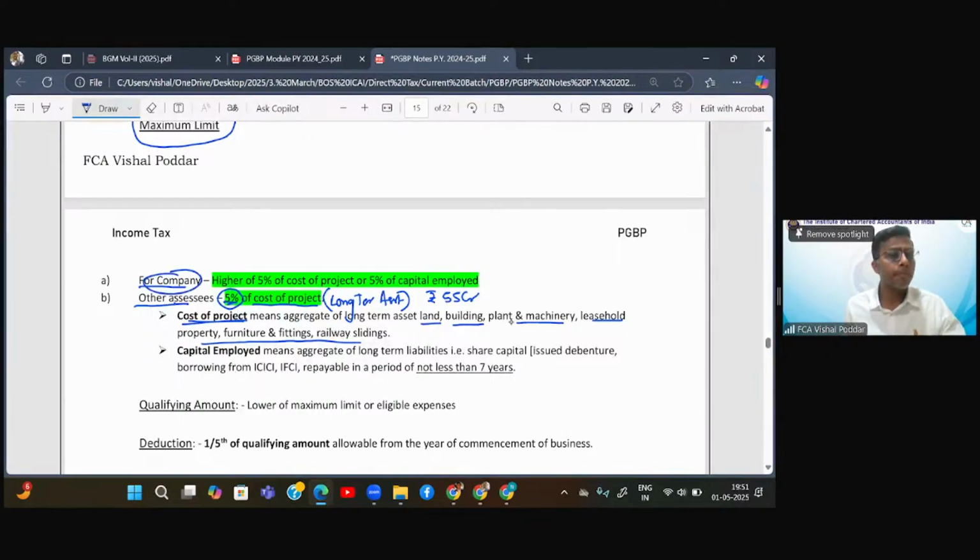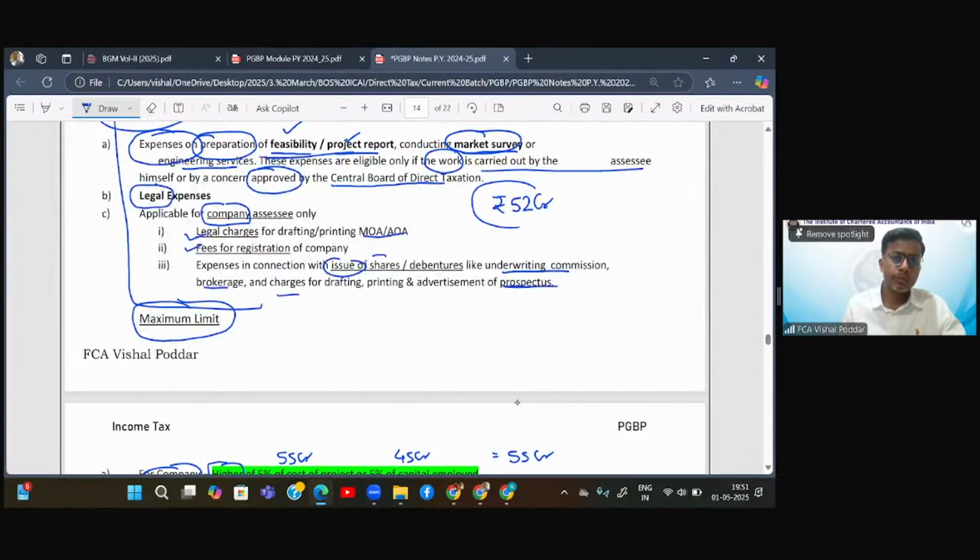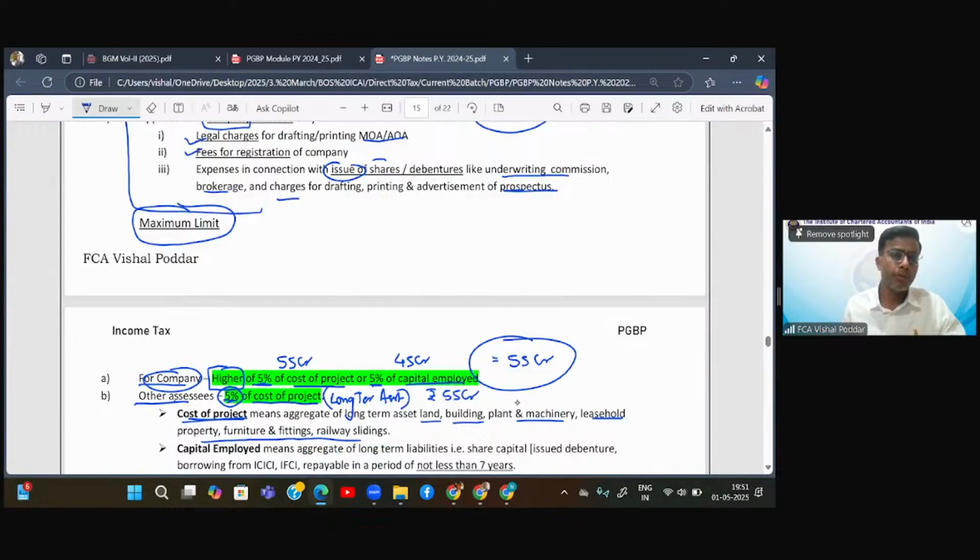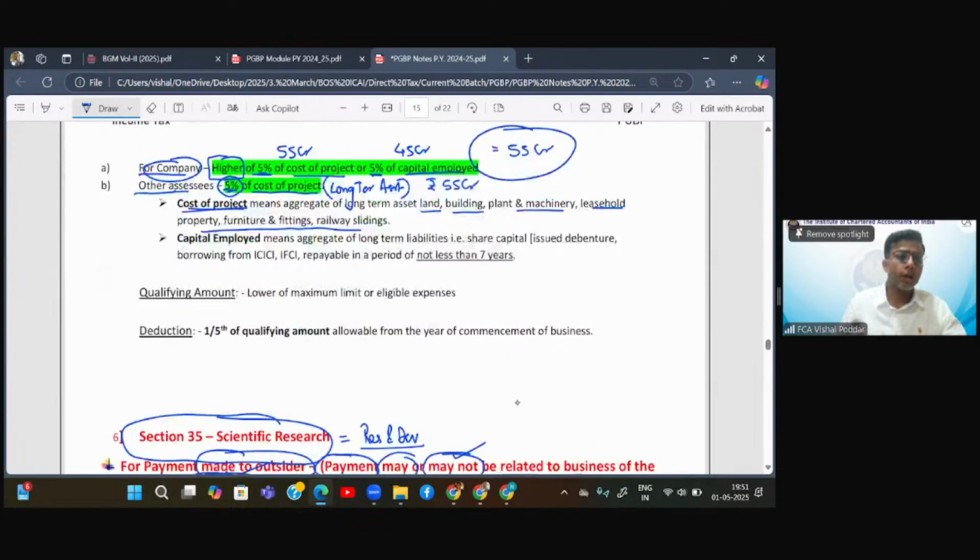Let us say this 5% comes to 55 crores. If you are a company, you have to take higher of 5% of cost of project, 5% of capital employed. How much this 5% comes to? This comes to 45 crores. This comes to 55 crores. So higher of this is 55 crores. Now, whoever you are, you have to decide the limit. Now, your actual expenses are 52 crores. Your limit is 55 crores. Obviously, what will be allowed is lower of these two amounts. So in my example, it will be 52 crores.